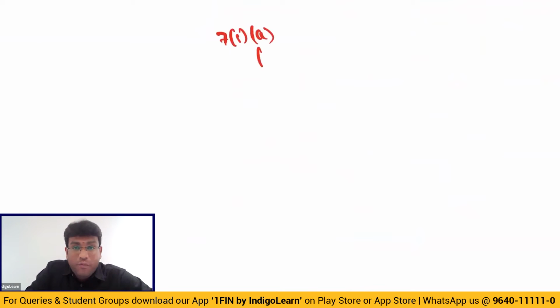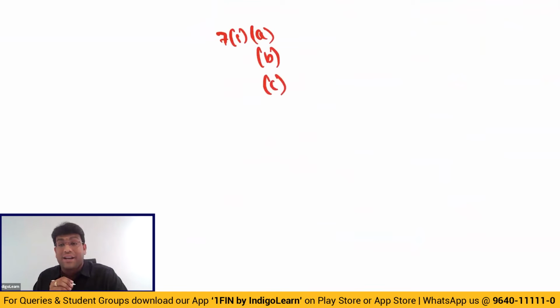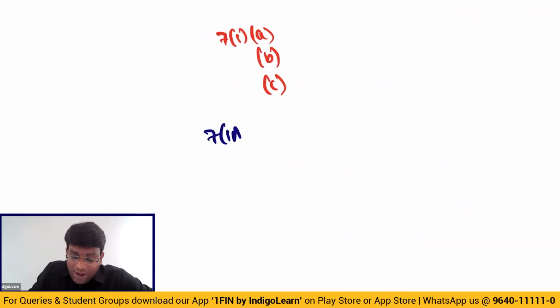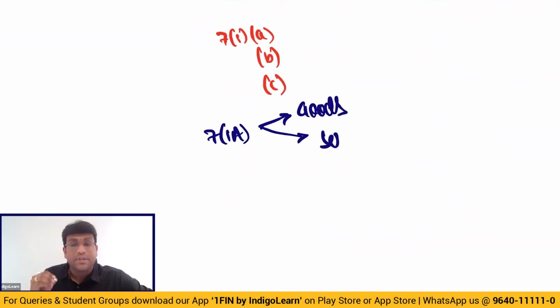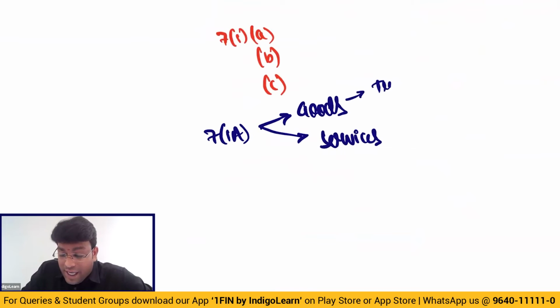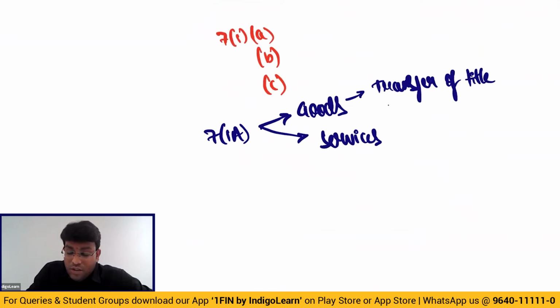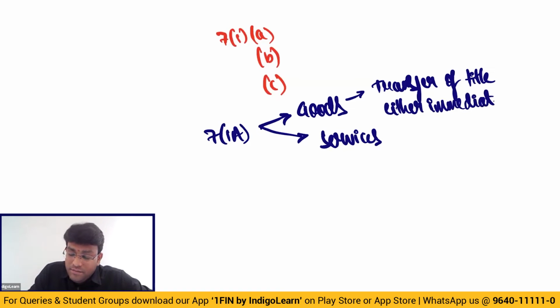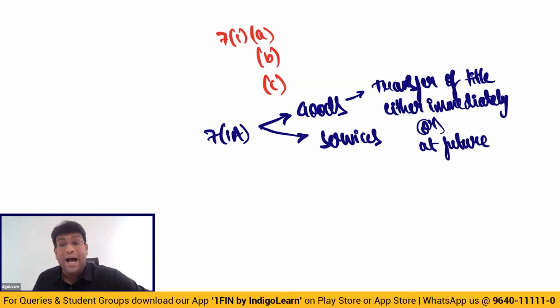So we are done with 7.1a, 7.1b, 7.1c. Now, section 7.1a talks about what are regarded as goods and what are regarded as services. And only one major point to be noted here. That is, in order to call it goods, there should be a transfer of title. Either immediately or at a future date.